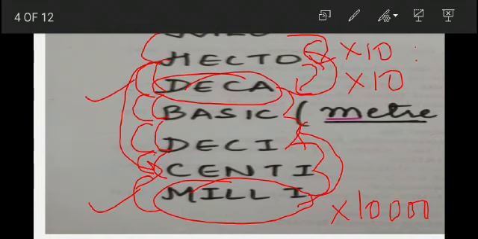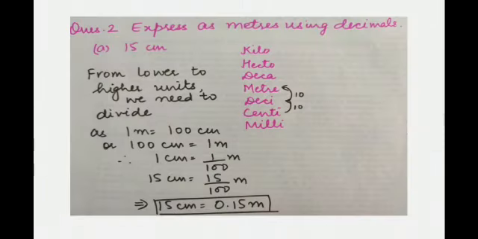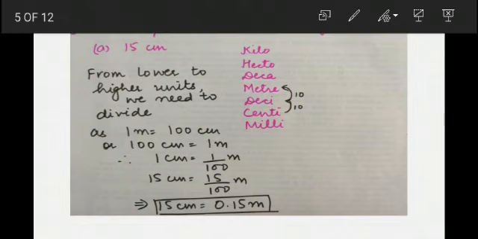Now as we have discussed earlier also, if we want to convert lower to higher units, then we are going to divide, and the process remains the same. We have to count the number of steps we are going from up to down or from down to up. Then we are going to multiply by that factor, 1 with that number of zeros. Now for example, we have a question, express as meters using decimals. We have with us 15 centimeter. Now this 15 centimeter is to be converted into meters.